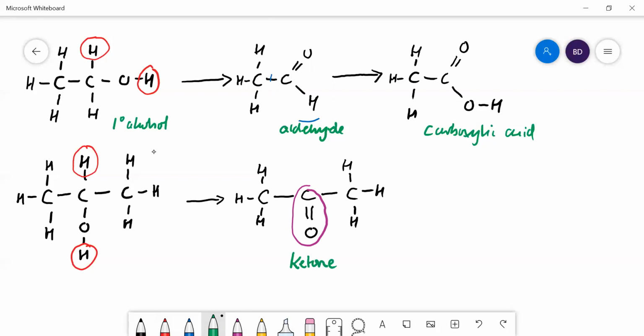So we've got a secondary alcohol. When you oxidize it to a ketone. Okay.